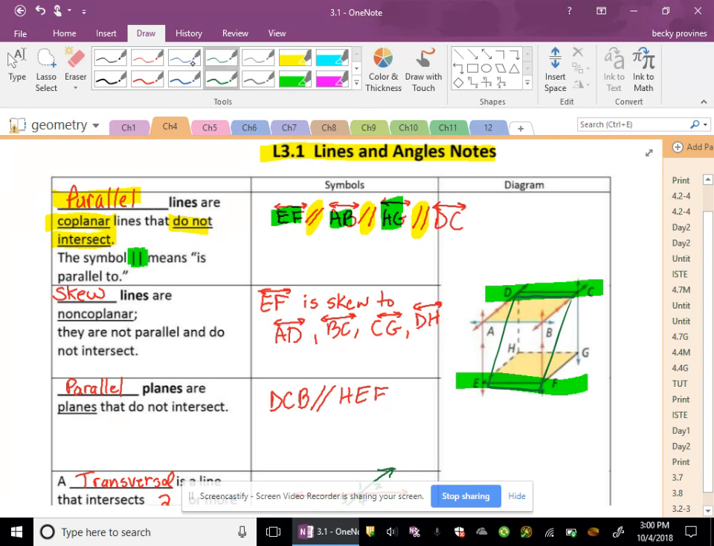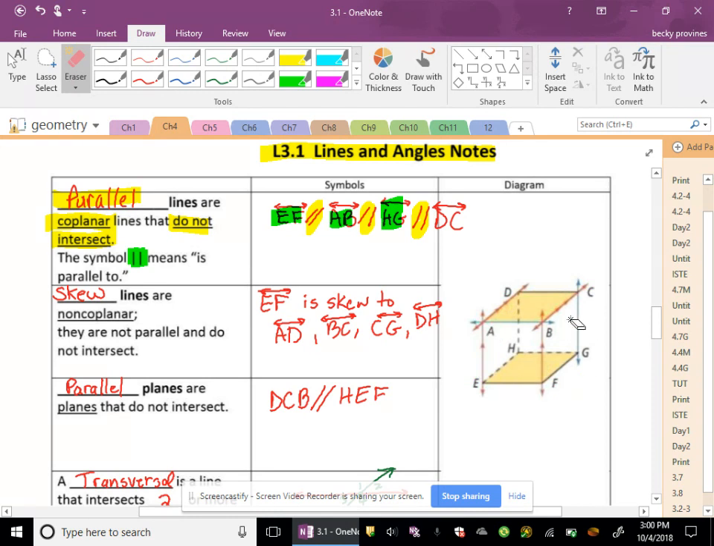Okay, the next word is skew. A skew line is non-coplanar, not parallel, and does not intersect. So this yellow one is the one we're going to work with. We're going to find 4 lines that are skew, and there's always going to be 4. The hard part is this is a 3-dimensional shape on a piece of paper, so you have to think 3-dimensionally.